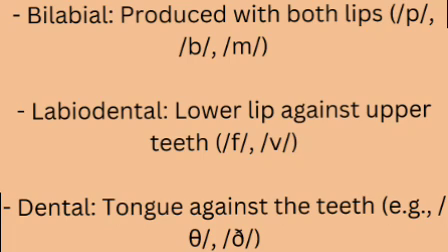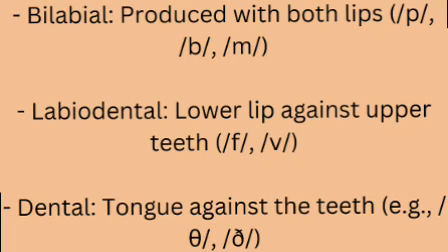Under the bilabial sounds, we have consonant sound p, consonant sound b, and consonant sound m. Under the labiodental sounds, we have consonant sound f and consonant sound v. Then we have the dental sounds. The dental sounds are sounds that are produced when the tongue comes against the teeth.